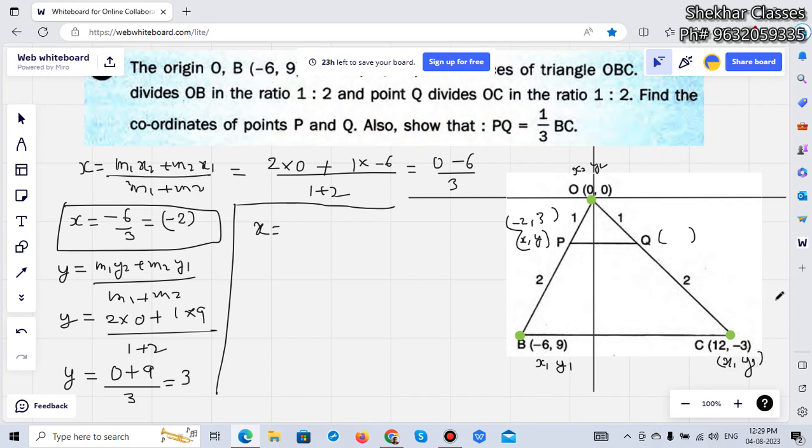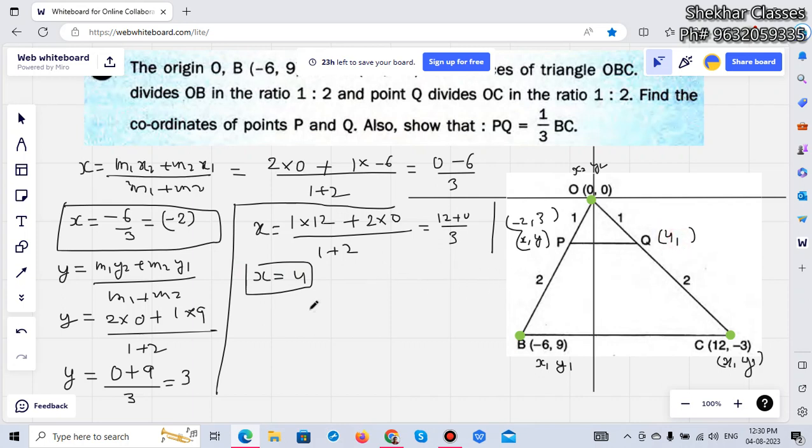Similar way we can find it. X will be 1 into 12, sorry, not minus 3, 1 into 12, plus 2 into 0 upon 1 plus 2. That will give you 12 plus 0 upon 3. So x we have got as 4. So here it is 4.